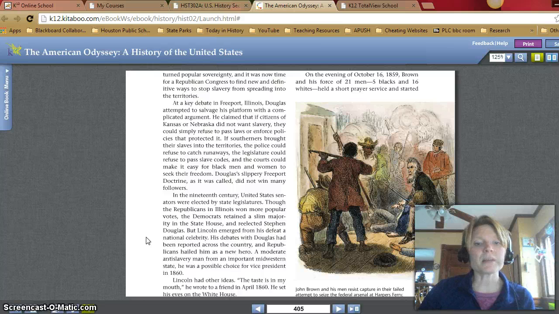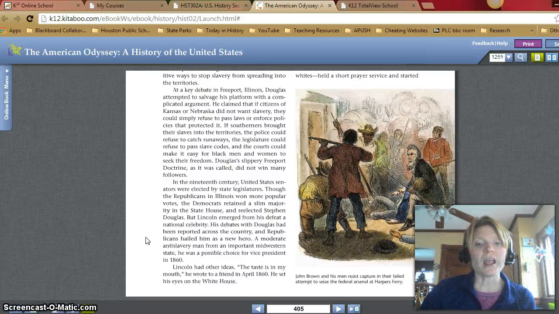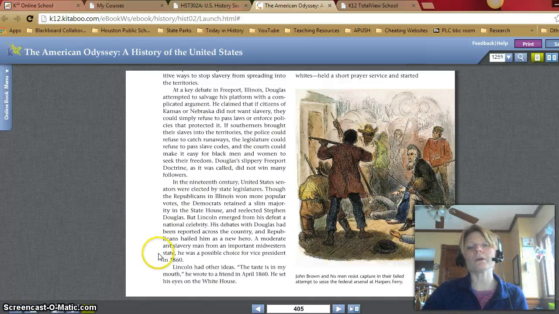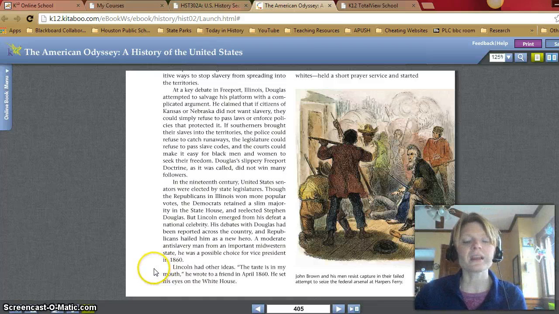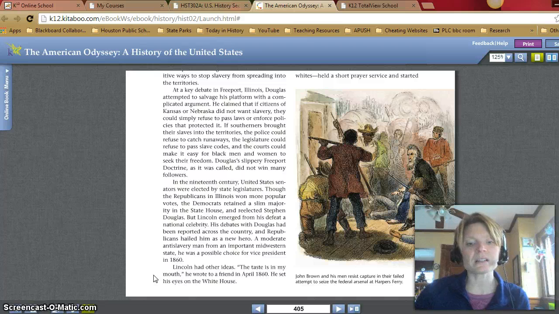His debates with Douglas had been reported across the country, and Republicans hailed him as a hero. A moderate anti-slavery man from an important Midwestern state, he was a possible choice for vice president in 1860. Lincoln had other ideas. "The taste is in my mouth," he wrote to a friend in April 1860. He set his eyes on the White House.